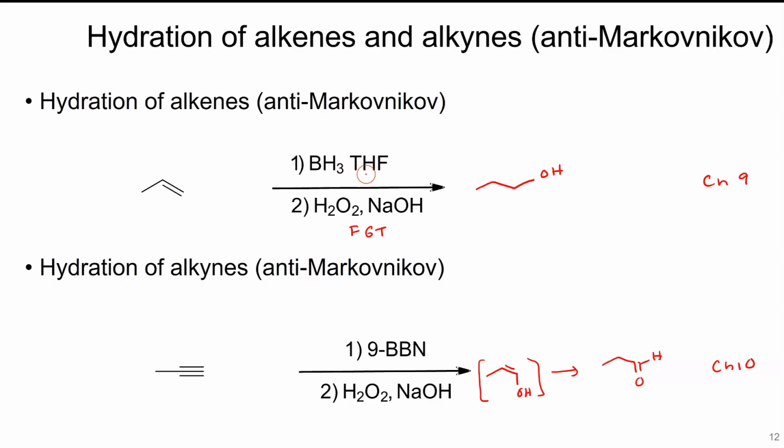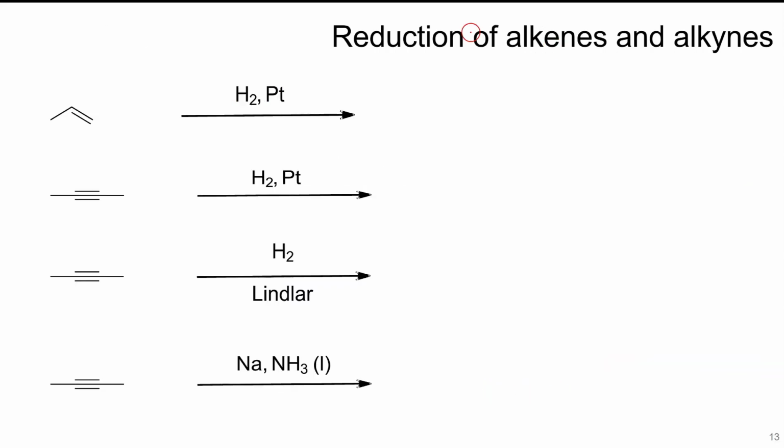So BH3·THF with peroxide and sodium hydroxide gives us the anti-Markovnikov alcohol. 9-BBN, which has only one hydrogen available, will give us the enol with the alcohol on the end, which will tautomerize to the aldehyde. These are all reduction reactions of alkenes and alkynes.